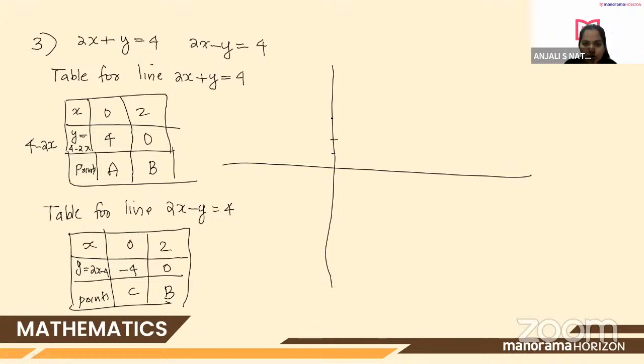1, 2, 3, 4 here. Y dash, x and x dash. Okay, so the first point is we have the points A, the coordinates are 0, 4, and B is 2, 0, and C is 0, minus 4.